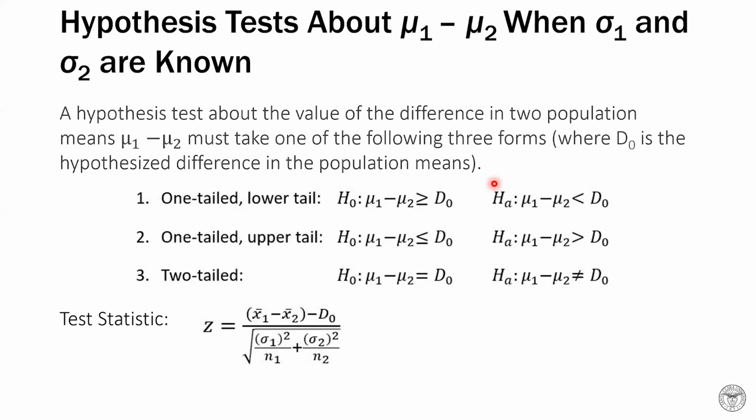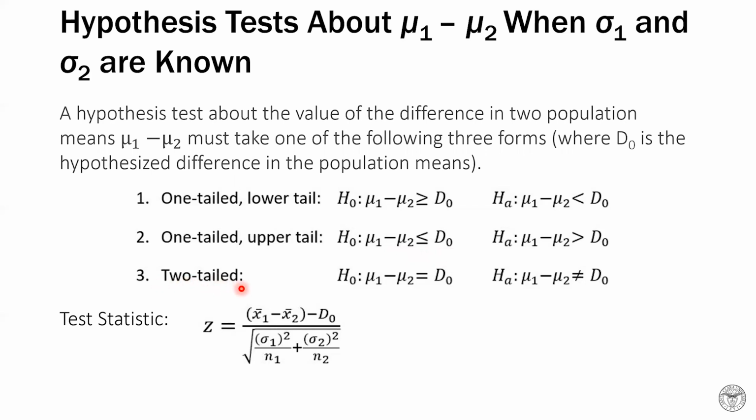There are three typical types of null hypothesis. The first one is called one-tailed, lower tail. The corresponding null hypothesis is mu1 minus mu2 larger than or equal to d sub 0. The second one is one-tailed, upper tail. The null hypothesis is mu1 minus mu2 less than or equal to d sub 0.